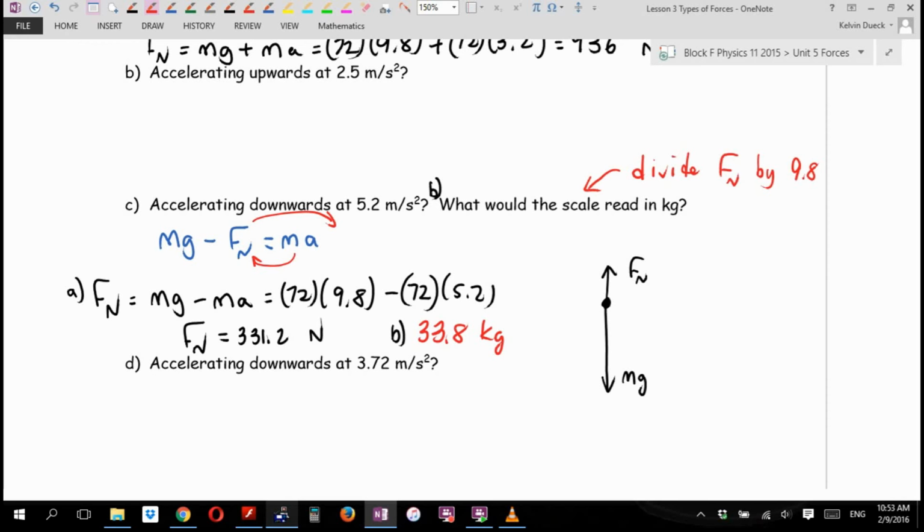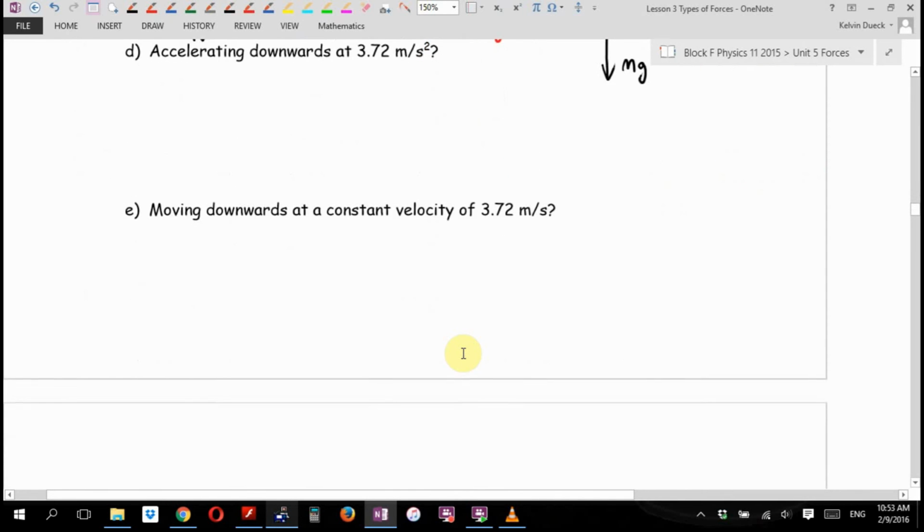Is their mass actually that? No. The normal force is 33.8 times 9.8. Is that all right? We're going to skip D. Let's do E.